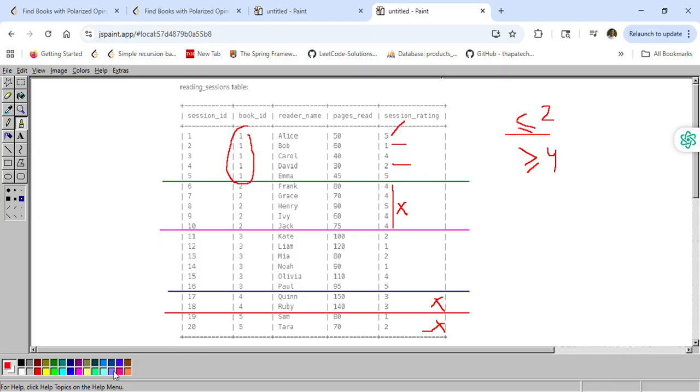The 3 will come actually. Why? How many total sessions are there? 1 2 3 4 5 6, right? So total sessions are 6, so that is fine. Are there readings less than equal to 2? Yes. How many are there? 1 2 3 4. 4 are less than equal to 2, and how many are greater than equal to 4? 1 and 2, right? These are 1 and 2 greater than equal to 4. So we have satisfied all the conditions.